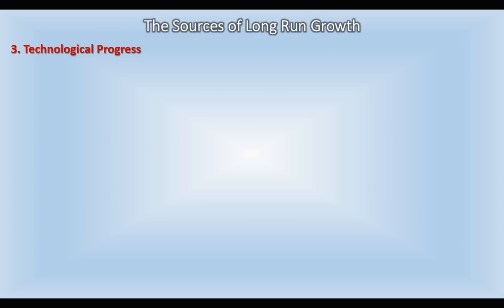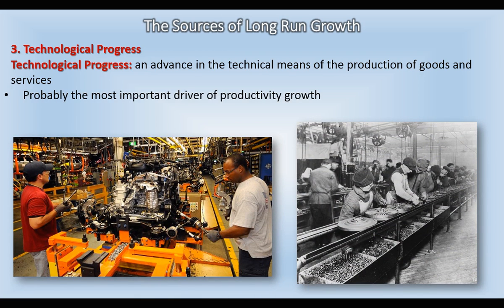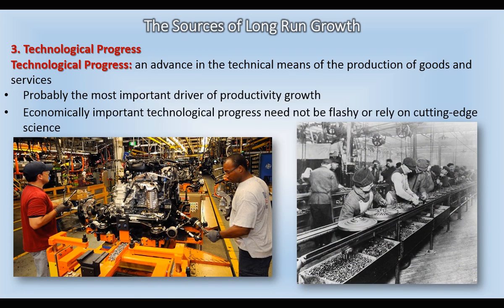And of course, the third one is technological progress, maybe the most important. So technological progress is an advance in the technical means of the production of goods and services. We've had several industrial revolutions throughout the last 150 years or so, a couple of them occurring in the 1800s, and definitely a big one happening about 20 years ago. The digital revolution is an industrial revolution. So probably it is the most important driver of productivity growth.